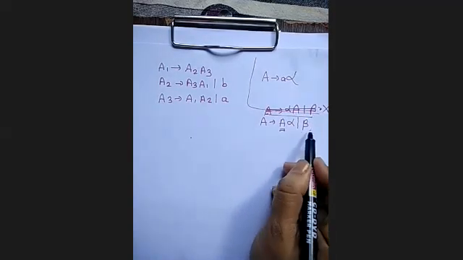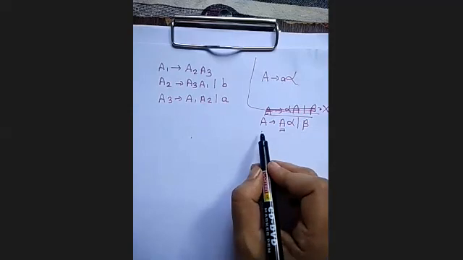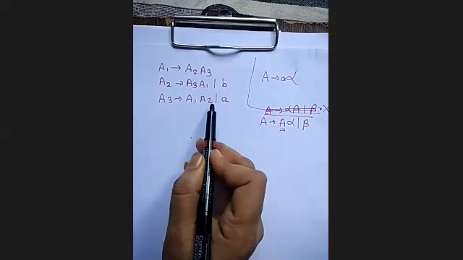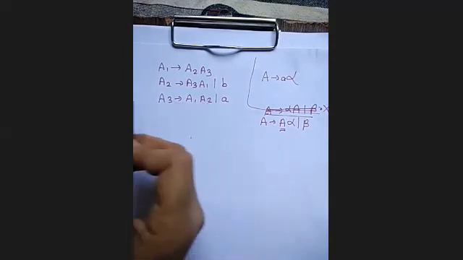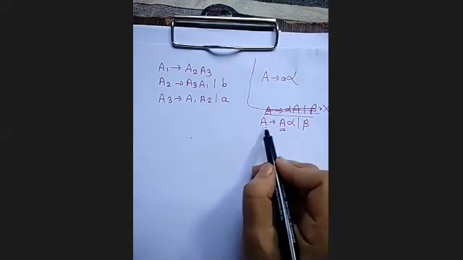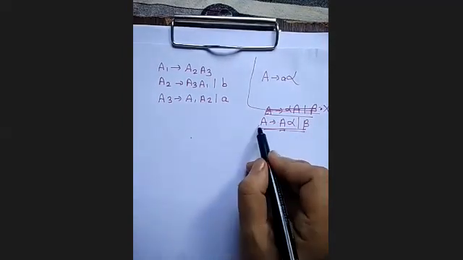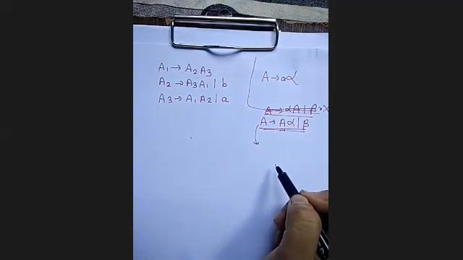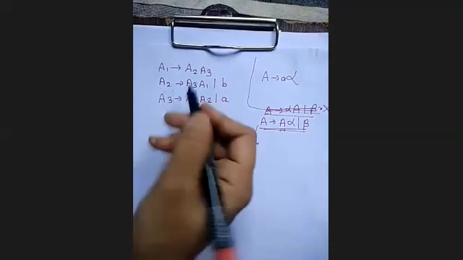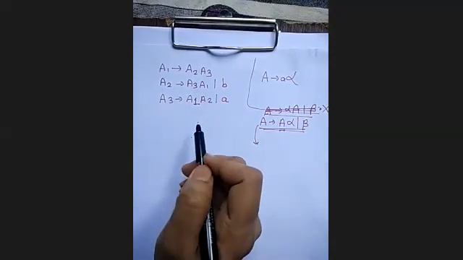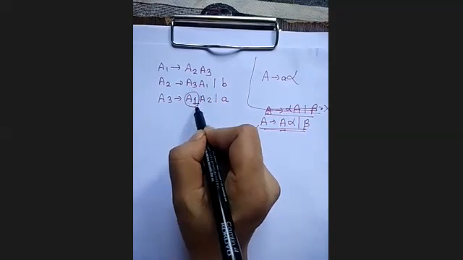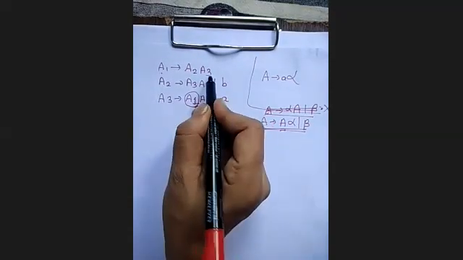We'll try to bring the grammar into this format. Meaning, either you should bring A3 derives a, and after that anything can be there. Let us try to bring it into this format, because there is a rule to remove the left recursion. So let me first bring it. By substituting, let us do it for A3. For A3, I will replace this A1 by the productions of A1.